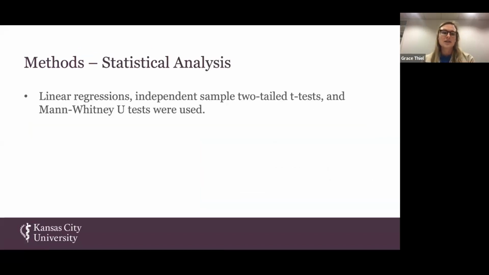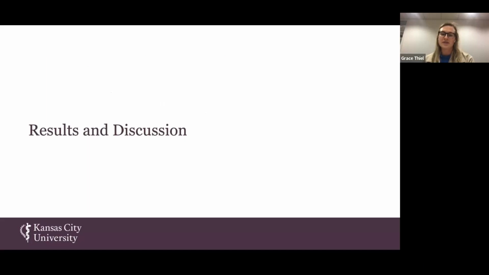For our statistical analysis, we used linear regressions, independent sample two-tailed t-tests, and Mann-Whitney U-tests. I will describe these accordingly further in the results and discussion section.